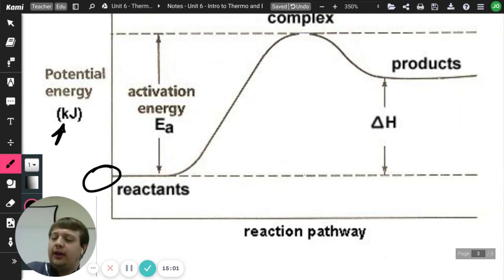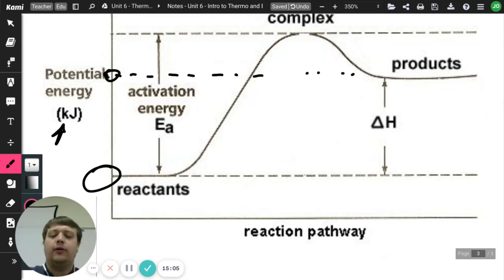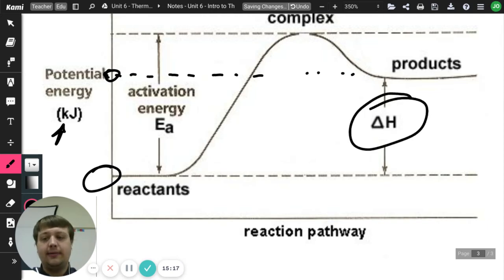For my products, again, we would just kind of take this, we'd go all the way across, and I'd be like, okay, well, that would be the potential energy of my products. And then to find my change in heat, I would do my products minus my reactants, and that would be my change in heat there, okay? And do make sure that you're doing your products minus your reactants, okay?